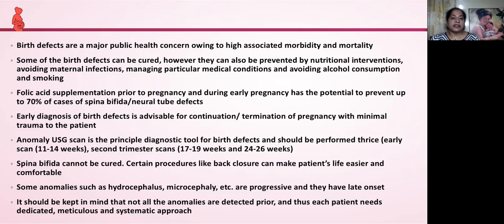Early diagnosis of birth defects is advisable for continuation or termination of pregnancy with minimal trauma to the patient. So it should be done in the first trimester. An anomaly scan is the principal diagnostic tool for birth defects and should be performed 3 times. Once an early scan at 11 to 14 weeks, then the second trimester scan as early as 17 to 19 weeks, and the second scan at 24 to 26 weeks to identify those anomalies which develop later.